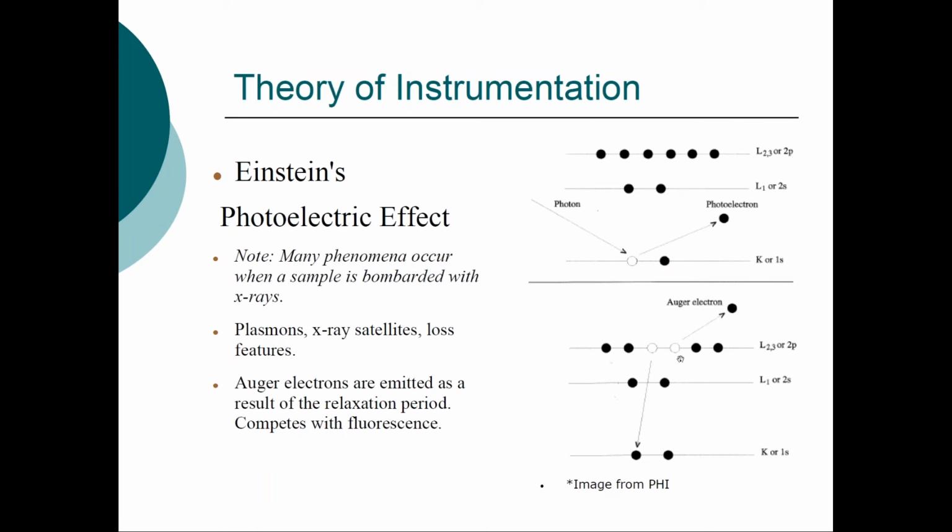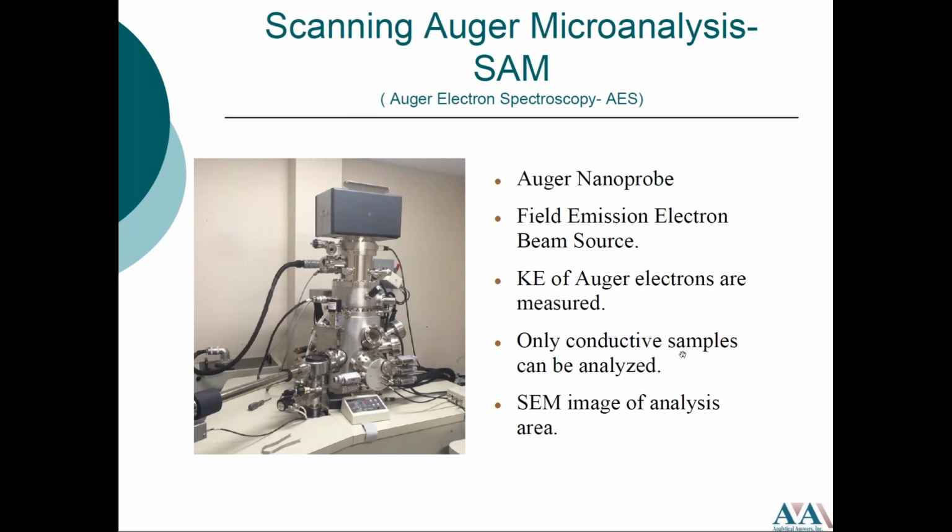An electron can fill that vacancy, and when it does, that transition releases energy, and that release of energy causes a secondary electron to be emitted. That is called an Auger electron, and we can see both in ESCA analysis. But as I've stated previously, Auger electron spectroscopy is its own technique. It's also known as scanning Auger microanalysis.